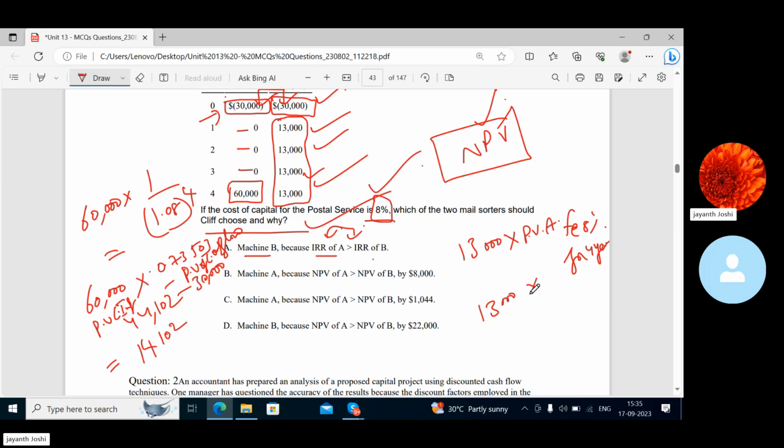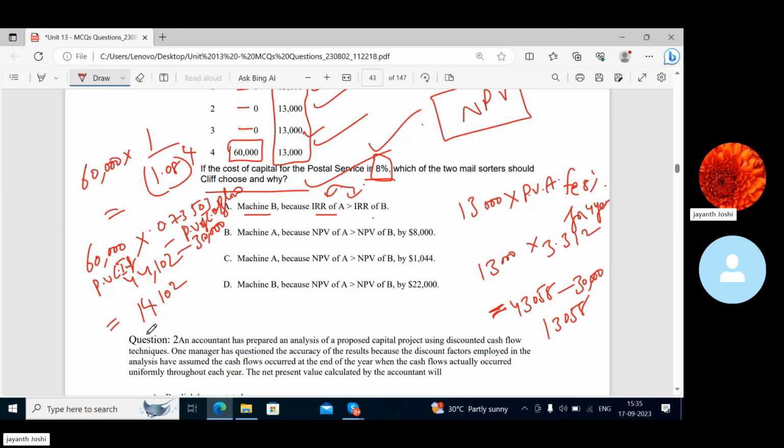13,000 into, what's the annuity factor? I think 3.312. Just multiply this and tell me what's the cash flow, minus 30,000 you need to do. Answer is 13,056. Yeah, this is 43,058. So that is 13,058, let's say approximate. And I can see NPV of A is more than NPV of B. What is the difference between these two NPVs? One thousand forty-four. Yeah, so this is the answer.